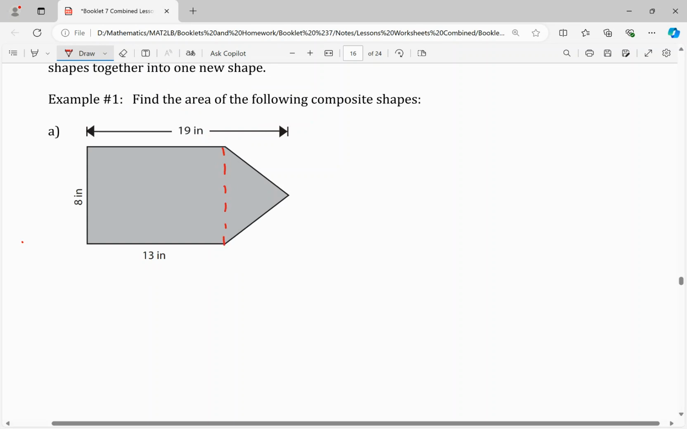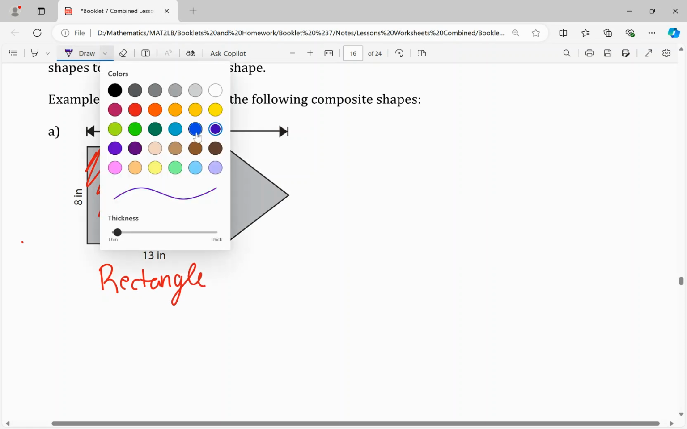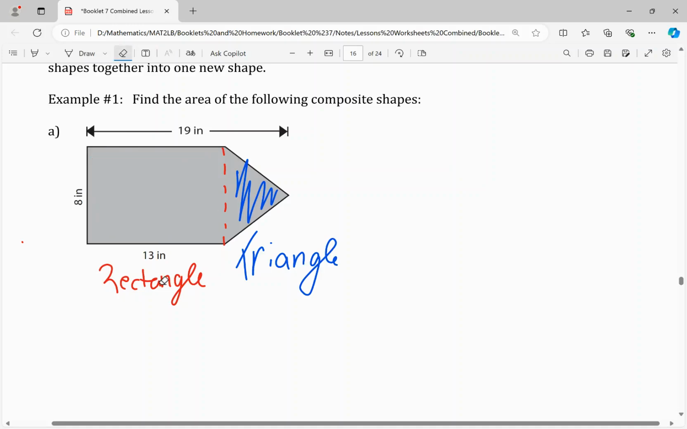along here. And what you can see is that this line has split the shape up into two smaller shapes that we can recognize. We have this shape that I'm highlighting in red, which is a rectangle. And we have this shape now that I'm highlighting in blue, which is our triangle. Now the idea is that if I find the area of the red rectangle and I find the area of the blue triangle and I add them together, what I will end up with is the total area of this shape.